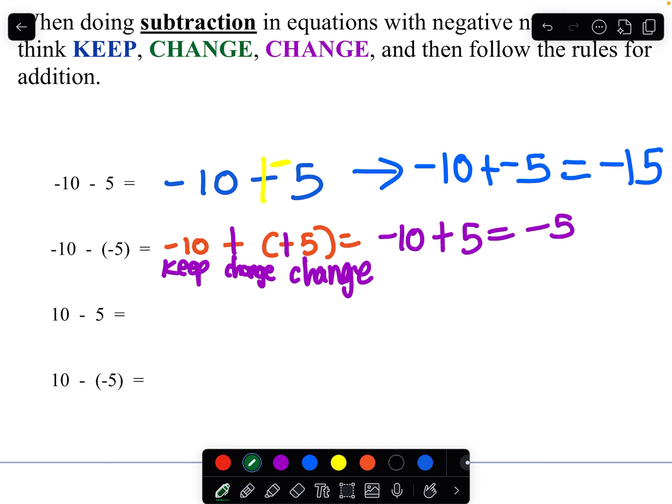Let's do the next one. 10 minus 5. Well, I already know 10 minus 5 is 5, but applying the principles of keep, change, change, even in a standard equation like this, we're going to keep the sign of the 10, change the minus sign to a positive sign, and change the invisible positive sign in front of the 5 to a negative sign. And we end up getting 10 plus negative 5, which is 5. Which matches what we already know. 10 minus 5 is 5.